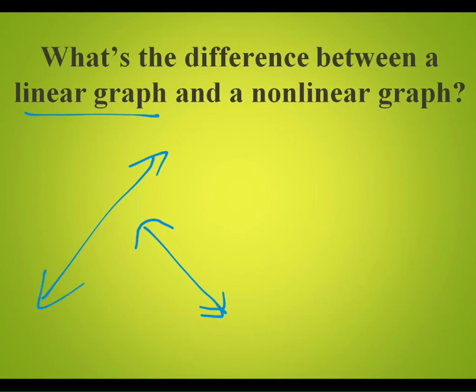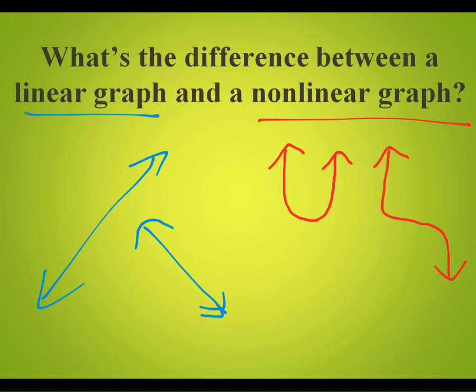A nonlinear graph is things that are not straight lines. Like we call those parabolas, right? Or things that just look like not straight lines. Okay? These would all be nonlinear graphs. These would be linear graphs. Straight line is linear, red is nonlinear.